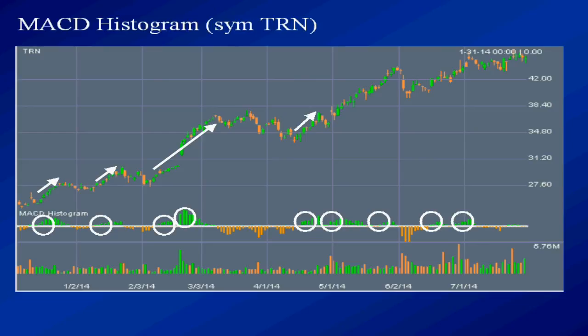Notice it's only when the histogram goes green do you want to enter, and you exit when it stops being like that, basically. Anyhow, you would have had all these wins just about every single time. I'm looking at 100% win ratio here. In other words, 100% of the time you entered, you gained, and you gained well, using the MACD histogram.